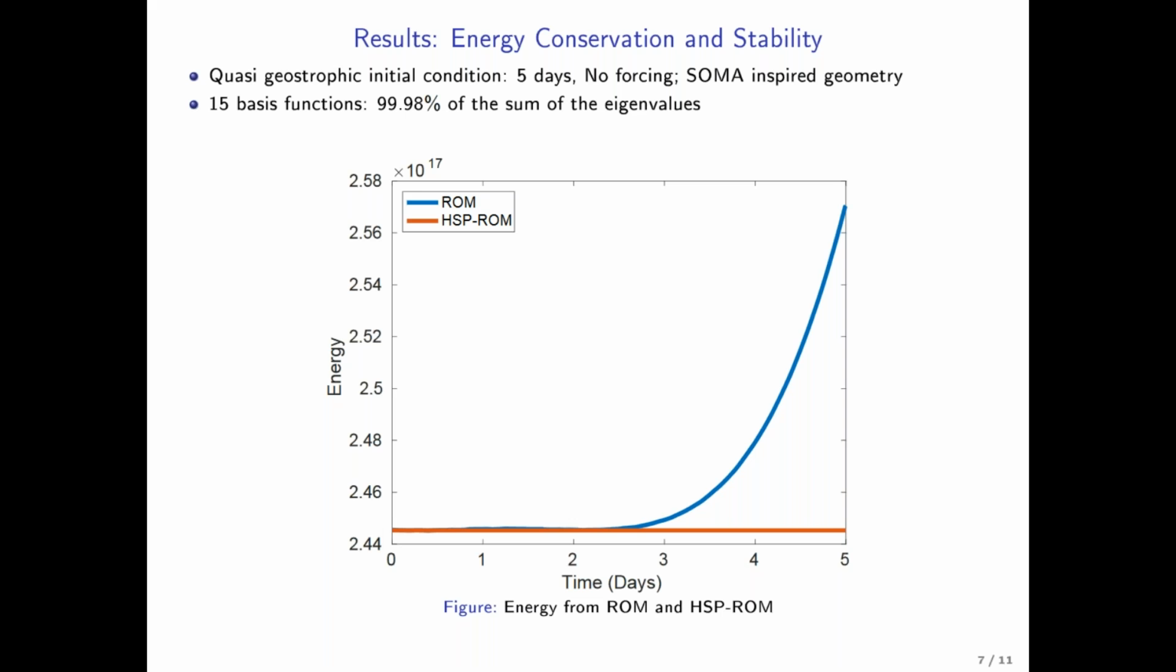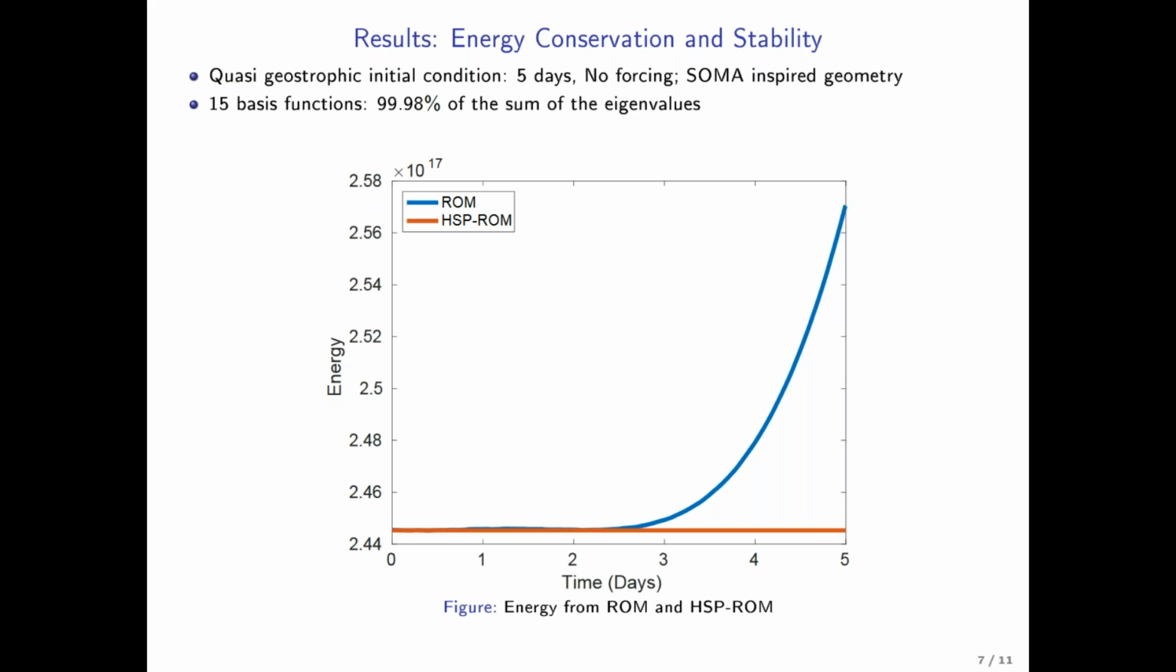I ran a very simple test case. So I have the SOMA geometry, and I use a quasi-geostrophic initial condition for 5 days. And I have plotted here the energies for the conventional reduced order model, which is in blue. So this is the one that doesn't conserve energy. And as you can see, after 5 days, this energy starts to grow very quickly, whereas it should be a straight line.